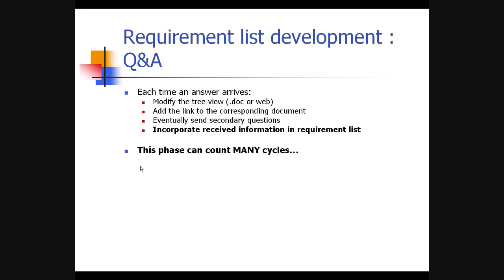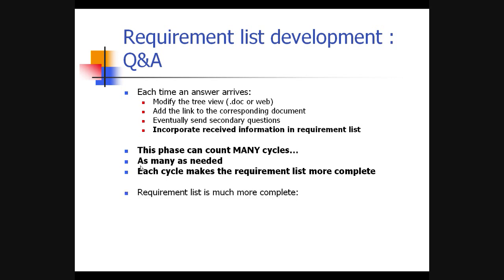So, of course, this phase can count many cycles. It depends on the complexity of the project. It depends on the number of times a question begs for more questions. So there will be as many cycles as needed. And each cycle, of course, makes the requirement list more complete. You are going to end up with a potentially very big document.